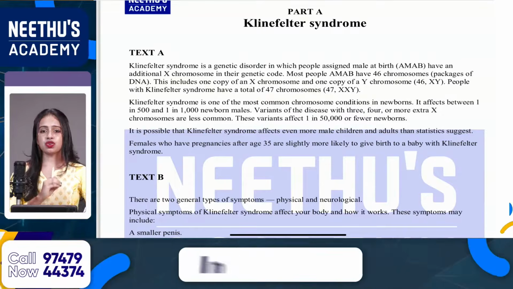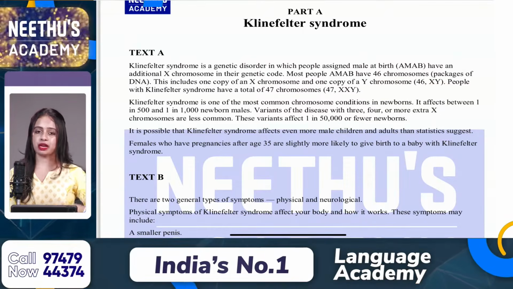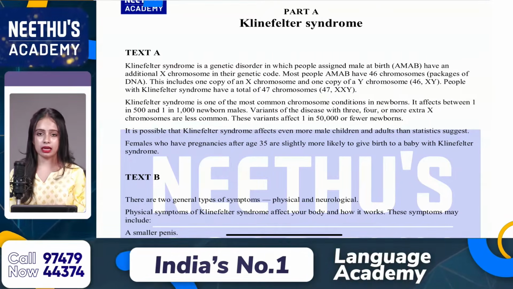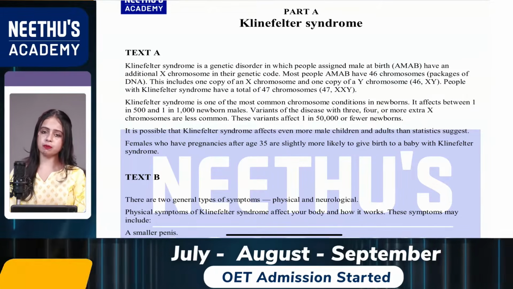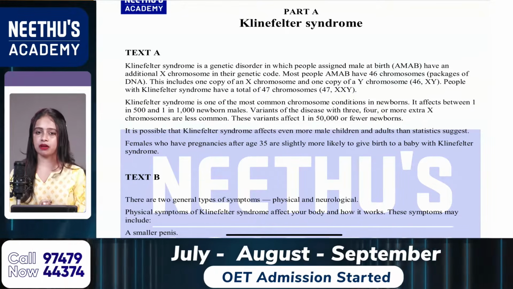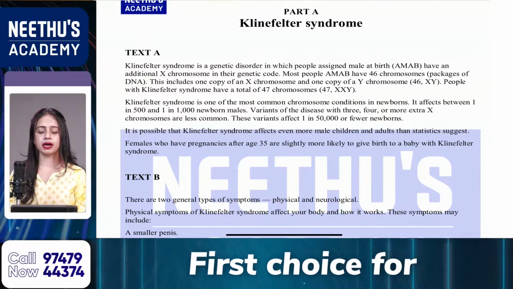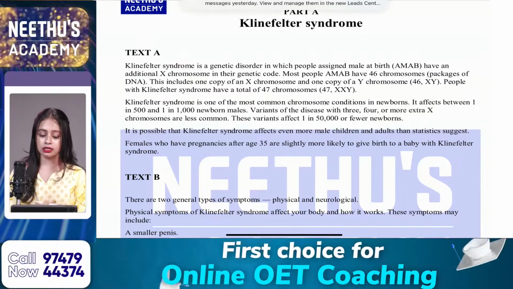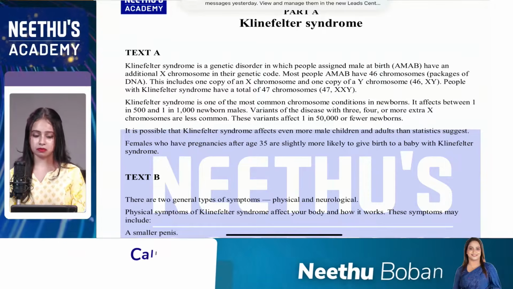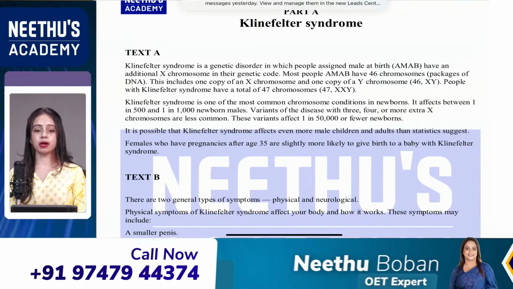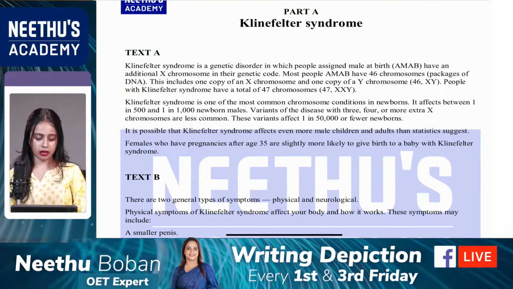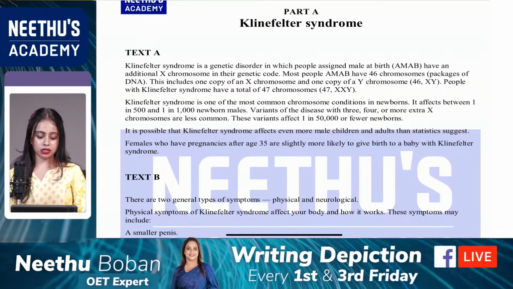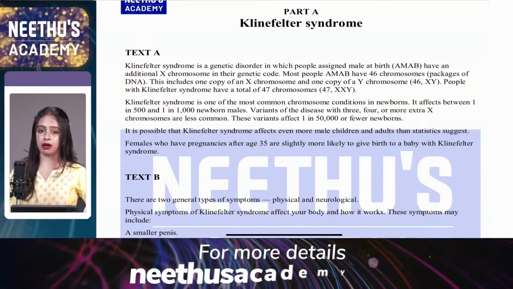So here comes the new topic. When you read part A, as you know, we have 4 different texts: text A, text B, text C, and text D. So what is important in part A? What are the things that you have to take care of while reading part A? It's all about the strategy. So what is the strategy that we are using here in part A? Let me know in the comments.